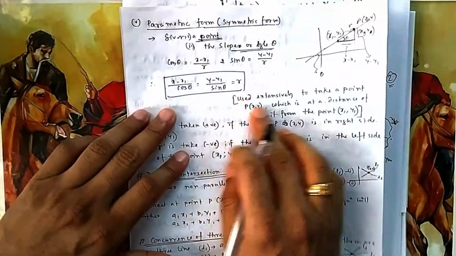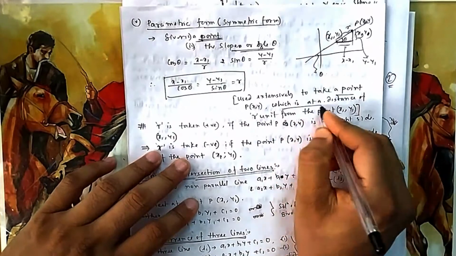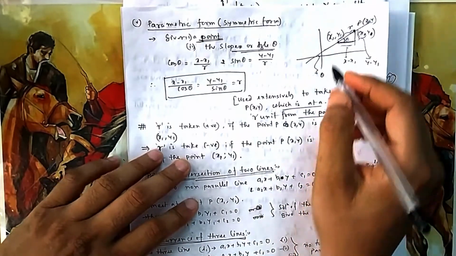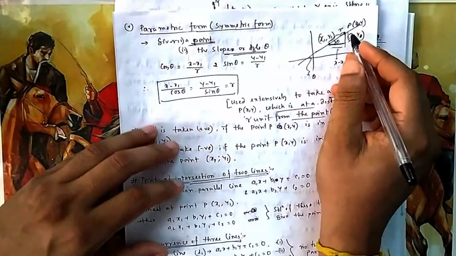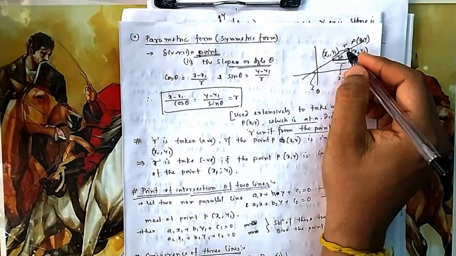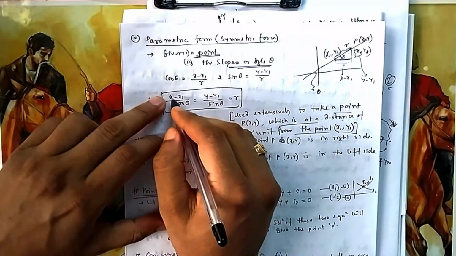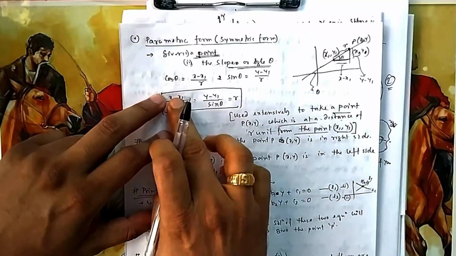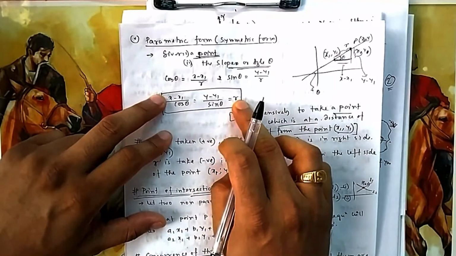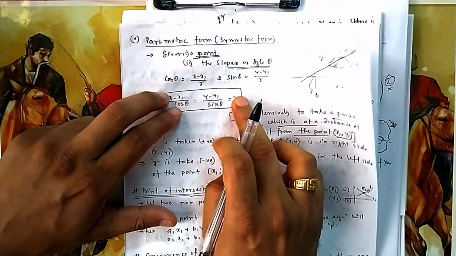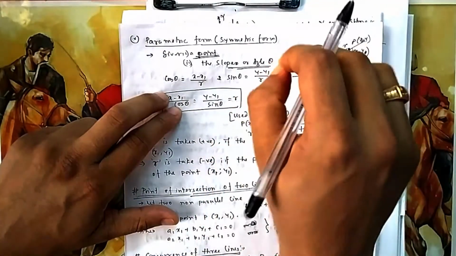Why is it used? This is used extensively to take a point x y which is at a distance r unit from the point x1 y1. Now in some question you may be asked, in a given line, take a point 5 unit from that point. So how will you take it? The distance is 5, so you will write 5. So what will be x? x will be equal to x1 plus 5. This is equal to this. So x will be equal to x1 plus r cos theta. That will give you that point.